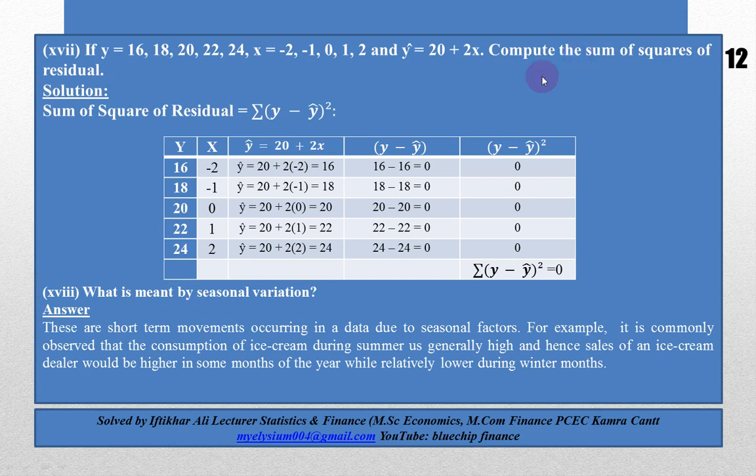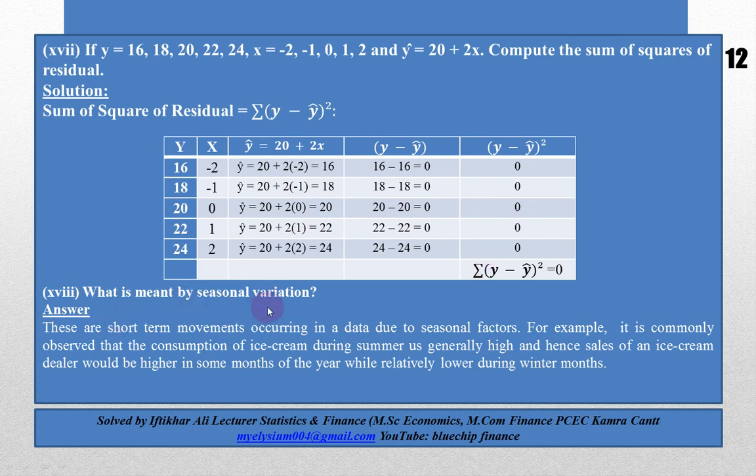First of all, residual, in the previous theoretical question we discussed that it is equal to y minus y hat. So first of all, we just put the value of x one by one into this equation and take the y hat, and after that we take the y minus y hat, which is equal to 0, that is 16 minus 16, 18 minus 18, 20 minus 20 and so on. And after that we need the sum of squares of residual, so we take the square and the square also will be 0.